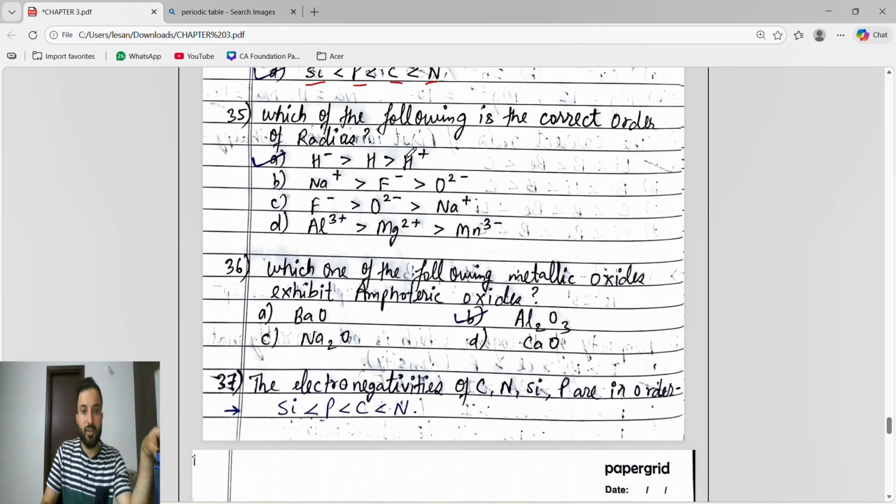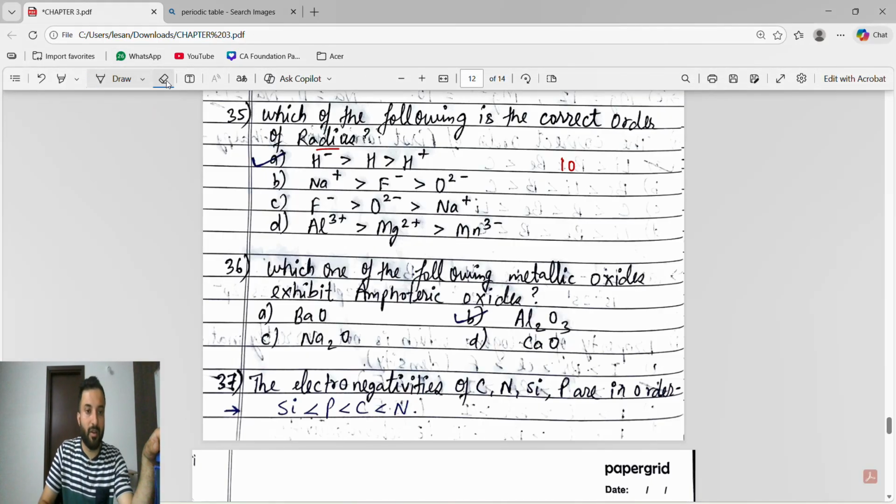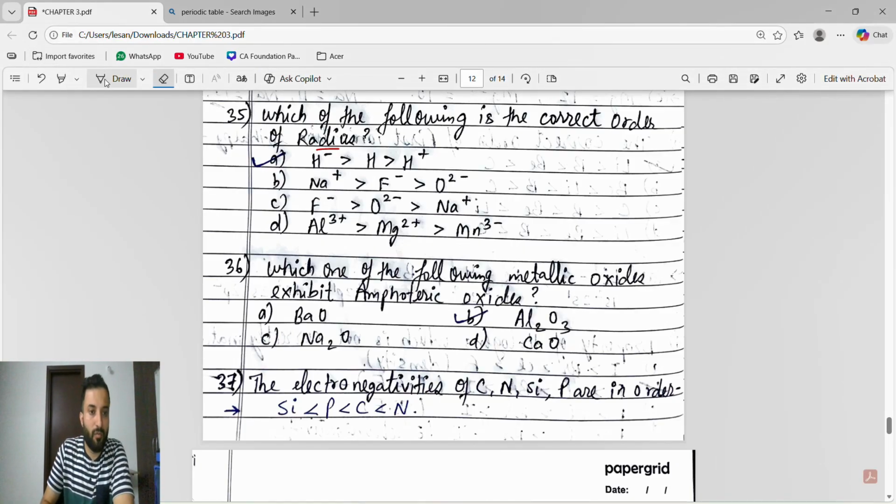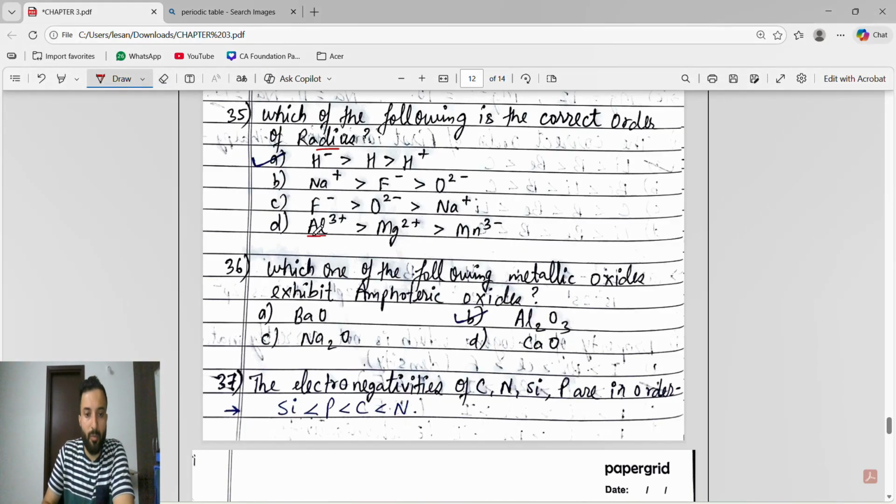Now next, which of the following is the correct order of radius? Guys, correct order of radius means first we will see the atomic number only. Whose atomic number is less, its radius is less; whose atomic number is more, its radius is more. Atomic number is more means the size will increase, and if size increases, radius will increase.